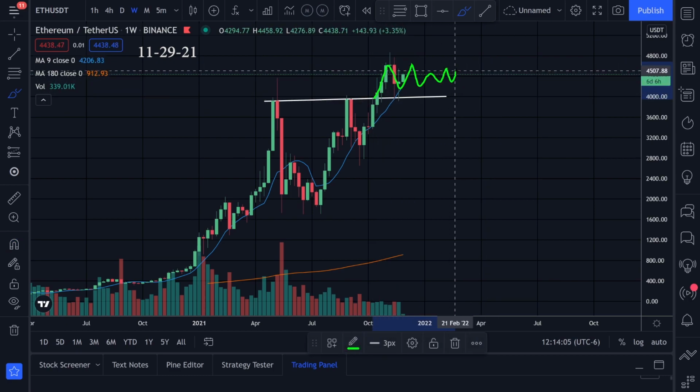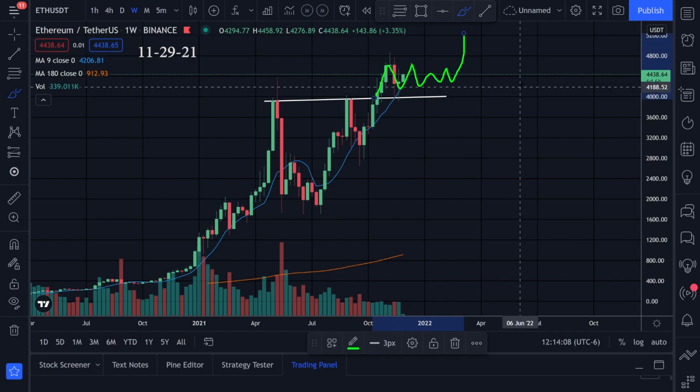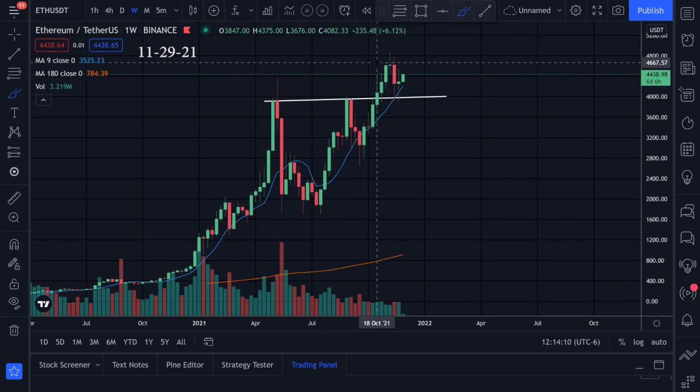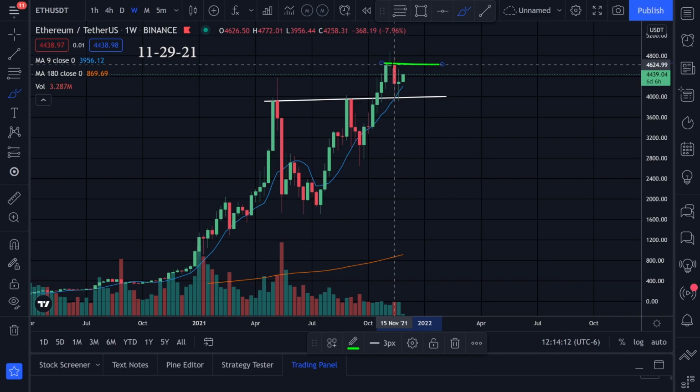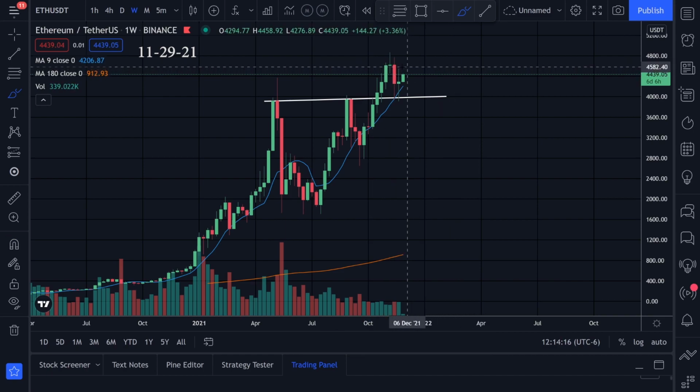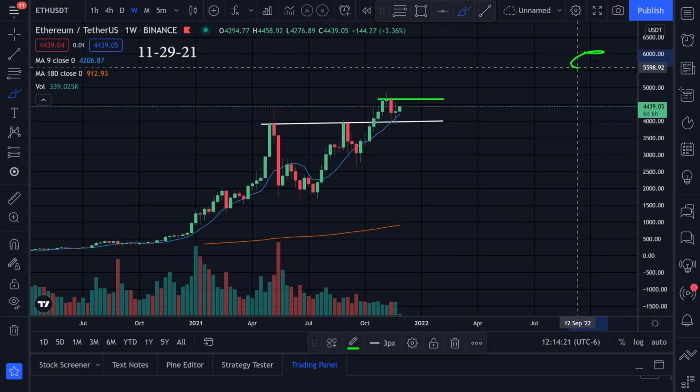and then maybe consolidate for a while and then get a breakout to the upside, break this trend line right there. If we could break around 4,624, then I think that's going to be the signal that we're heading to the upside, and then maybe we can start targeting around 6,000.